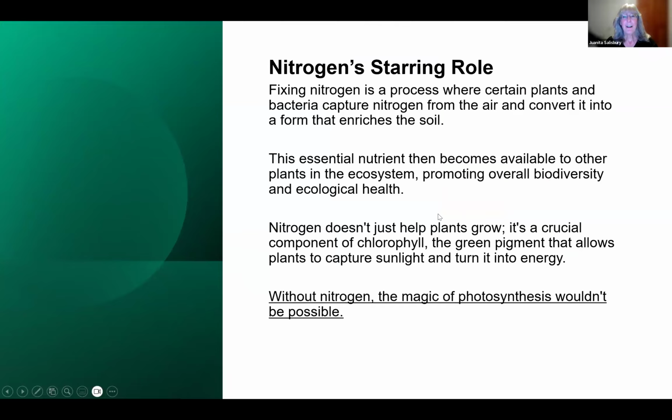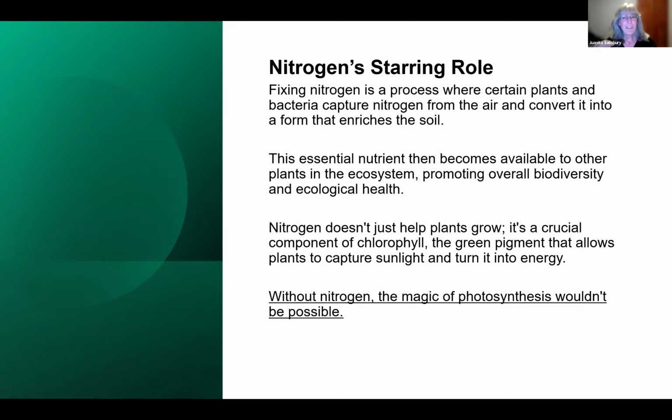But nitrogen, why is it important to have nitrogen fixing plants? Nitrogen is a star. Fixing nitrogen is a process where certain plants and bacteria capture nitrogen from the air and convert it into a form that enriches the soil. And this essential nutrient then becomes available to other plants in the ecosystem, promoting overall biodiversity and ecological health.